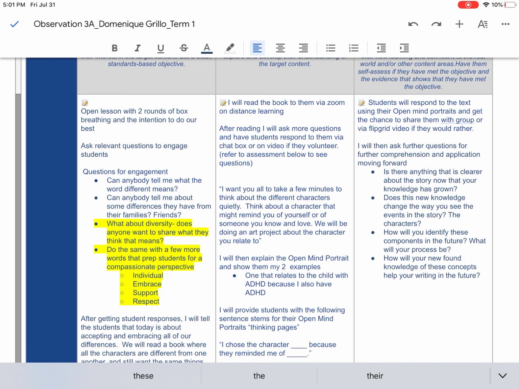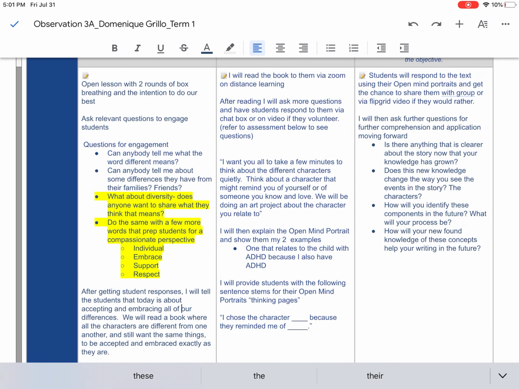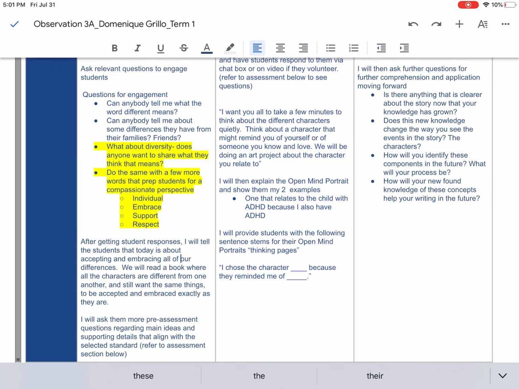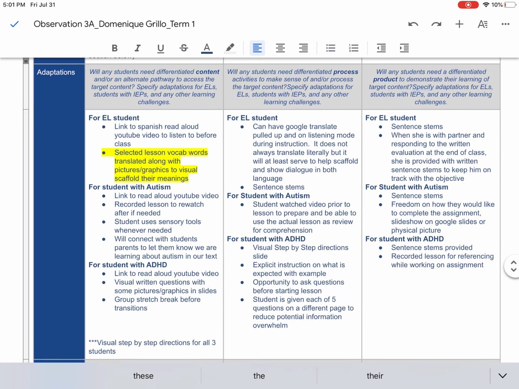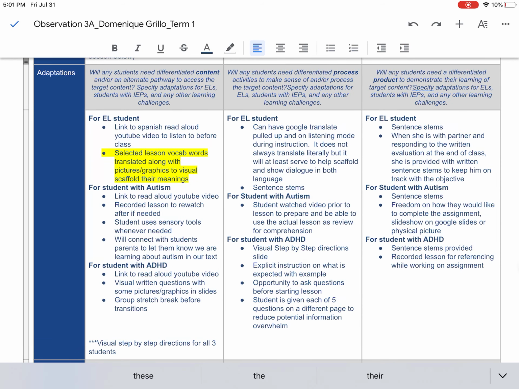Some things that I changed from the first one is that I want the questions for engagement to include these terms that I added. I added an adaptation for my EL student. I am going to give them a link to the Spanish Read Aloud on YouTube so they can listen before and figure out the context and meaning, so that when they're listening, they can work more on relating words and terms.